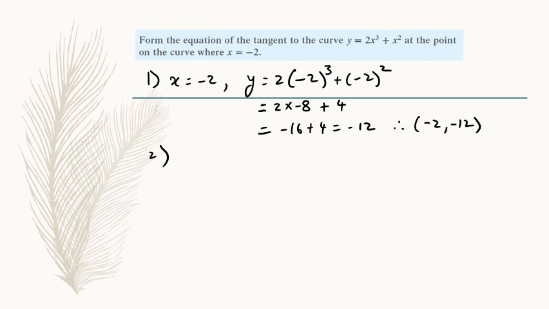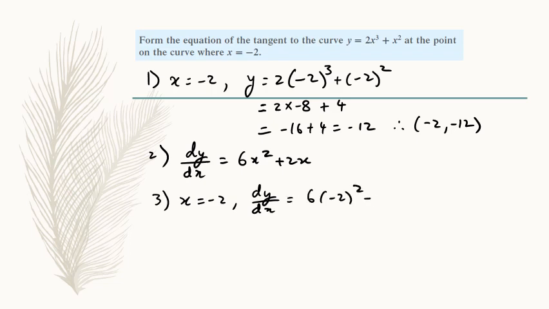Then, part 2 is we differentiate this first. So dy/dx gives us 6x squared plus 2x. If you don't remember, you take the power down and you multiply it. Then you subtract the power by 1. So part 3, we sub in our x value, which is -2. So dy/dx is 6 times -2 squared plus 2 times -2, giving us 24 minus 4, which is equal to 20.